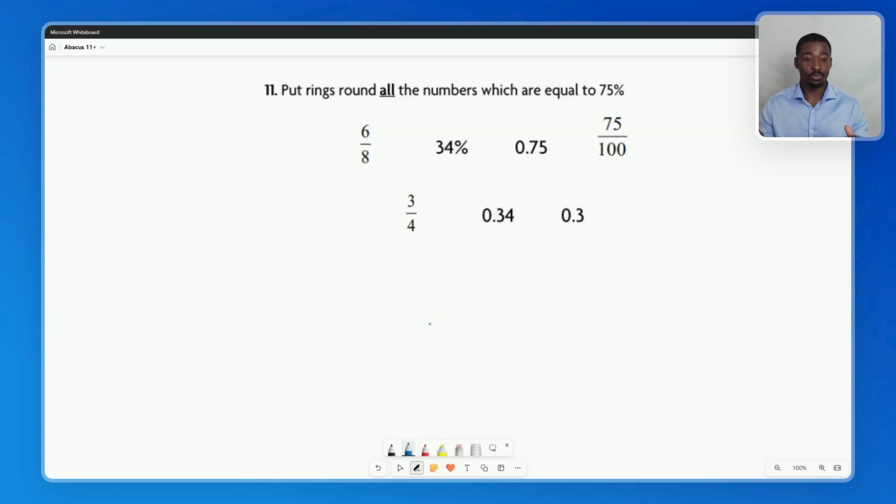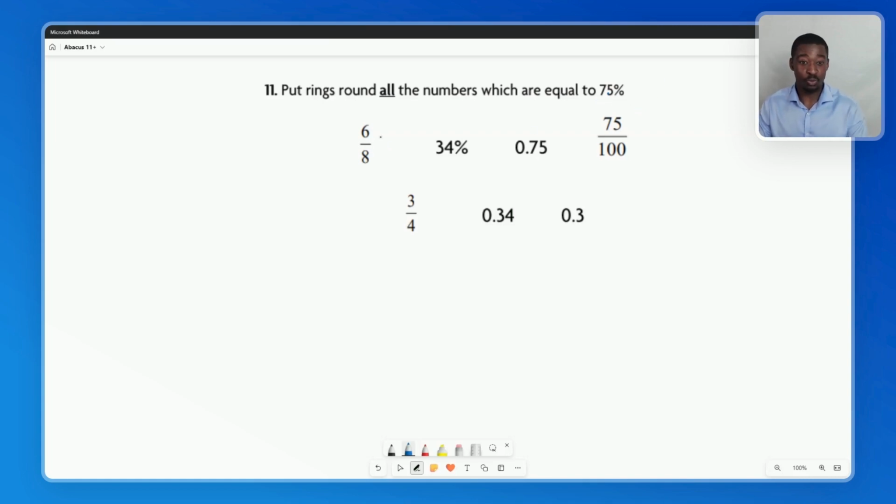So here for this question, we see that we have to put rings around all the numbers which are equal to 75%. So this question is simply about understanding fraction to decimal to percentage conversion, right? So we need to know how to convert this percentage, 75%, into different forms.